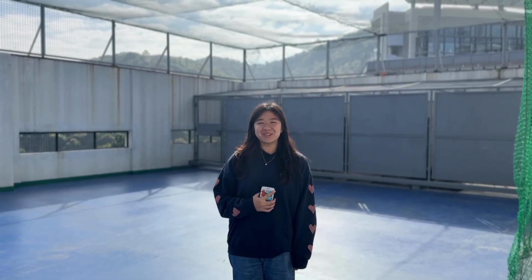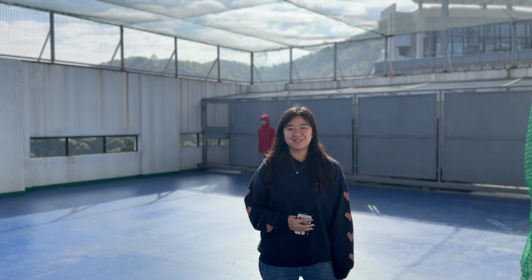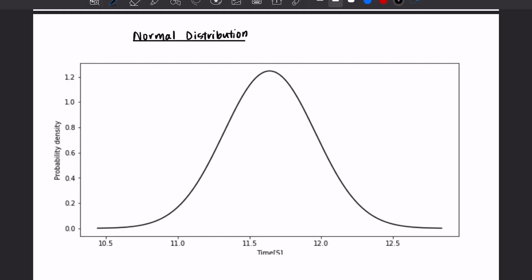how fast Arnold can run 100 meters. Before that, let's take a look at the data for the male 100-meter sprint times.